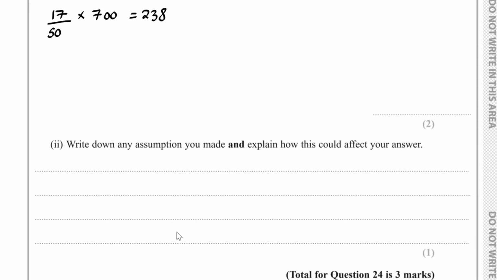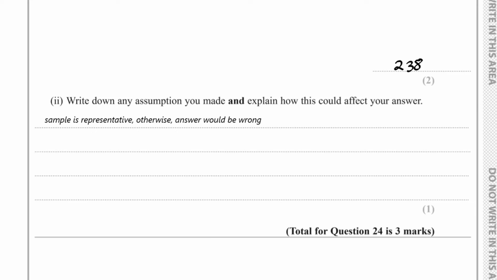So the number of sports bags he should order is 238. And for the next part, write down any assumptions you made and explain how this could affect your answer. So the sample is representative, otherwise the answer would be wrong.